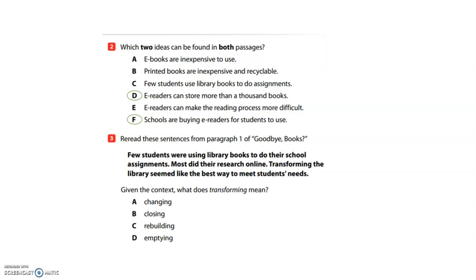A. Changing. B. Closing. C. Rebuilding. D. Emptying. Pause the screen to make your answer choice. If you said A, changing, you are correct.